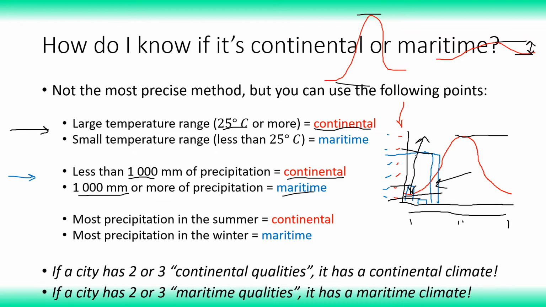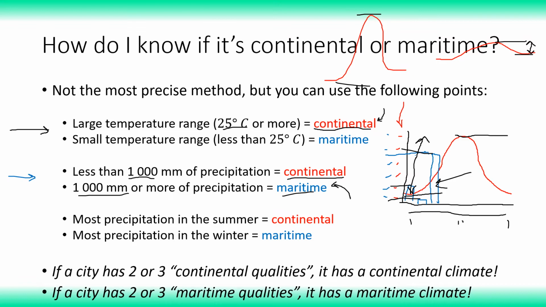But what happens if you look at the temperature range and the temperature range says, oh, well, it's going to be a continental climate, and then you look at the precipitation and the precipitation says, oh no, it's going to be a maritime climate?